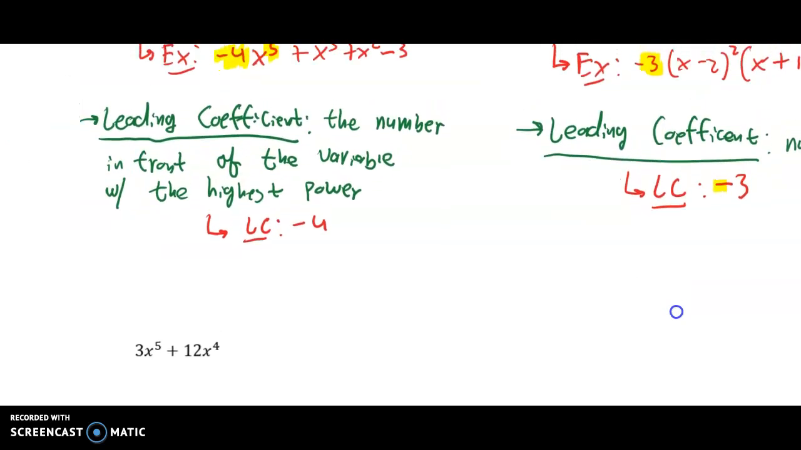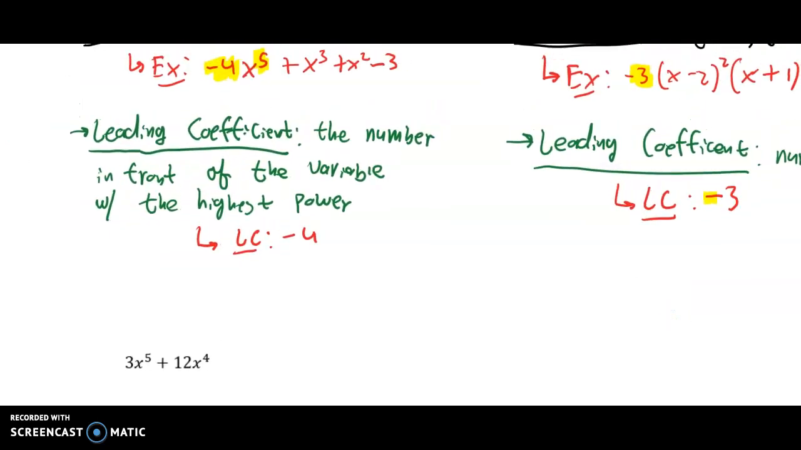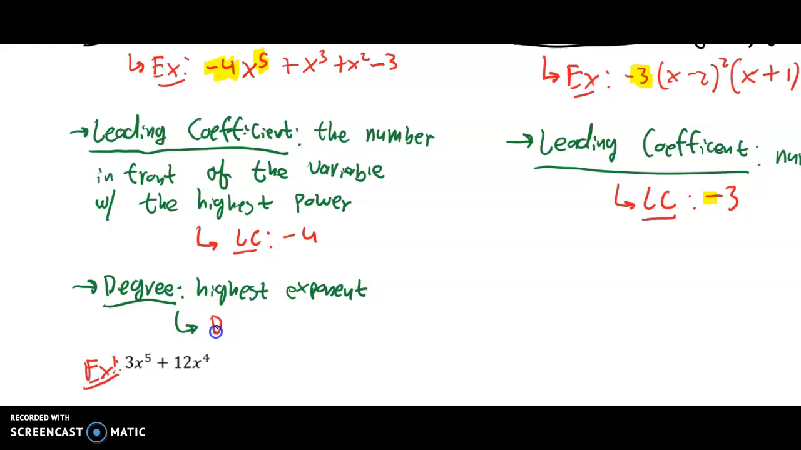Okay, our final word for the day, this down here is our first example. Our final word is degree. And the degree of a standard form polynomial is just the highest exponent. So the highest exponent wins out over everybody in standard form. So the highest exponent here is 5. We're going to say DEG for degree is 5.